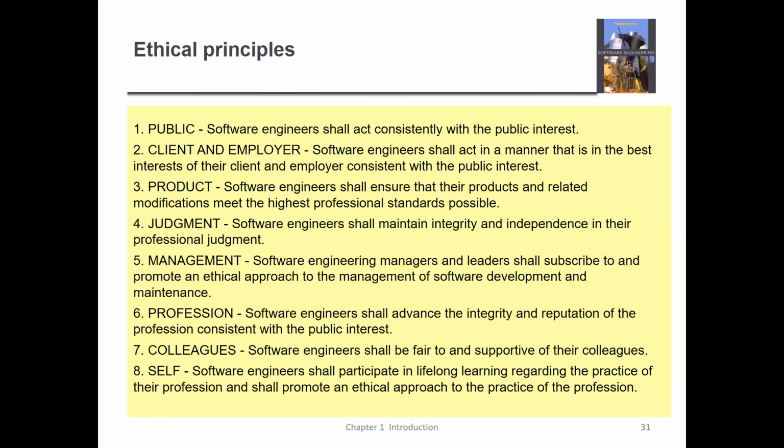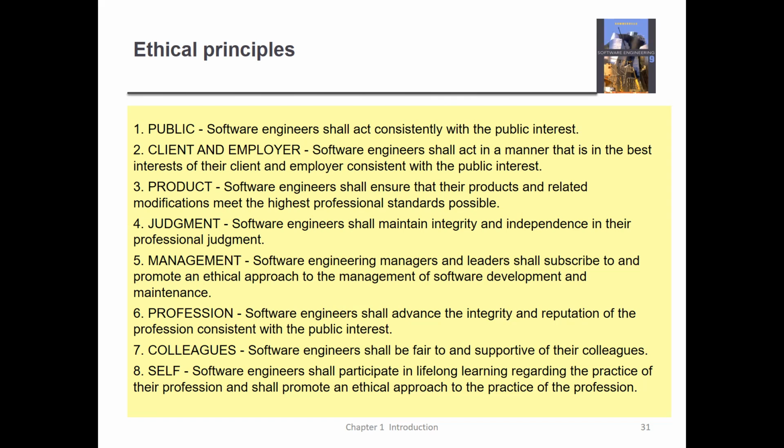The first ethical principle is public. Second, client and employer. Third, product. Fourth, judgment. Fifth, management. Sixth, profession. Seventh, colleagues. And finally, eighth, self.